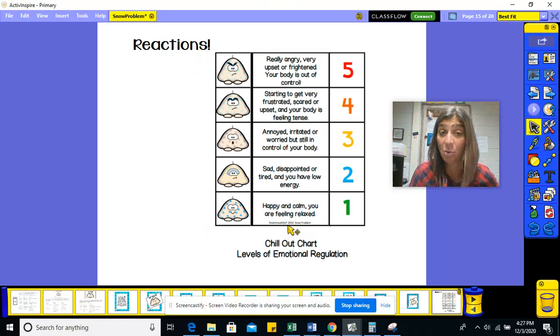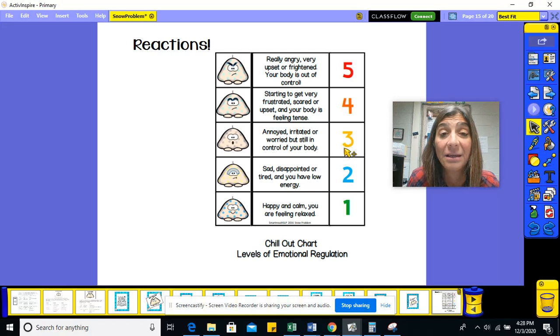So here are some reactions that we could have to those problems. Starting at 1, which is an appropriate reaction for a small problem. You're happy and calm. You're feeling relaxed. Okay. Maybe a 2 could still be a small problem, like when you wanted to have a day off of school, but it didn't snow at all. You might feel sad, disappointed, and tired. 2.